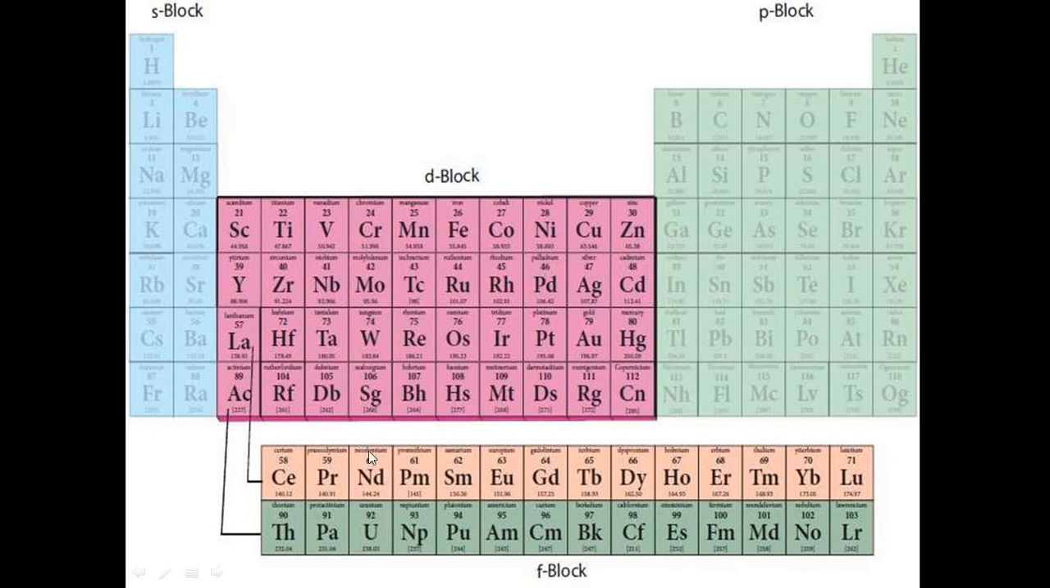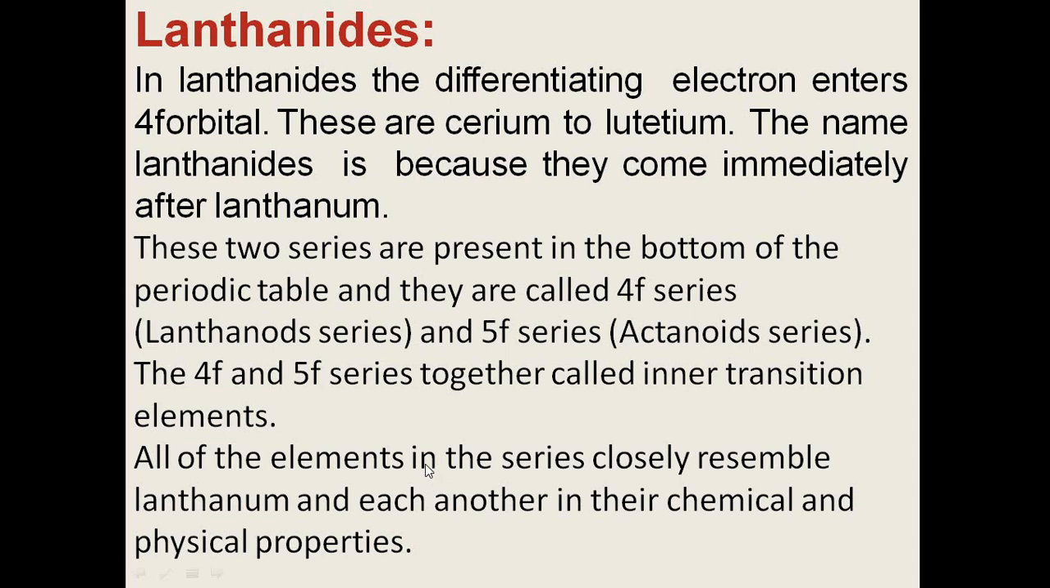In the periodic table, they are present beneath the main table. Here it is known as the 4f series and it is known as the 5f series. The 4f series are known as lanthanoids and the 5f series are known as actinoids. Lanthanoids: in lanthanoids, the differentiating electron enters the 4f orbital. These are cerium to lutetium.